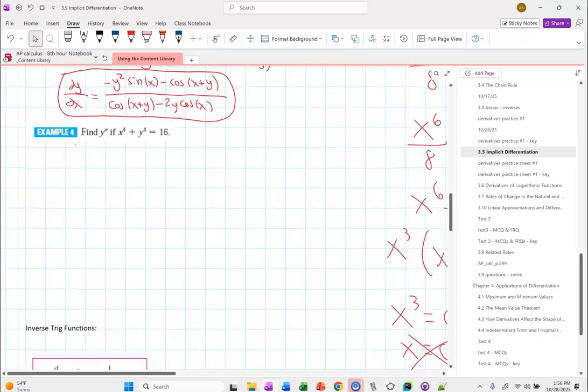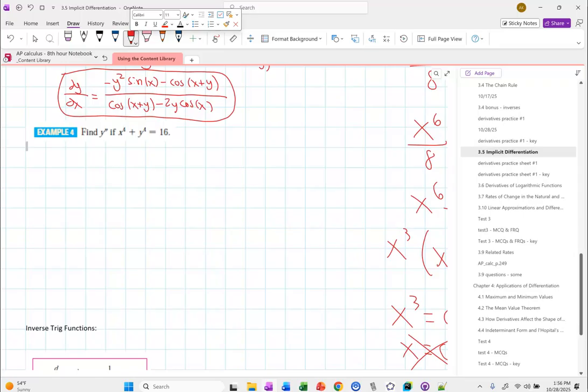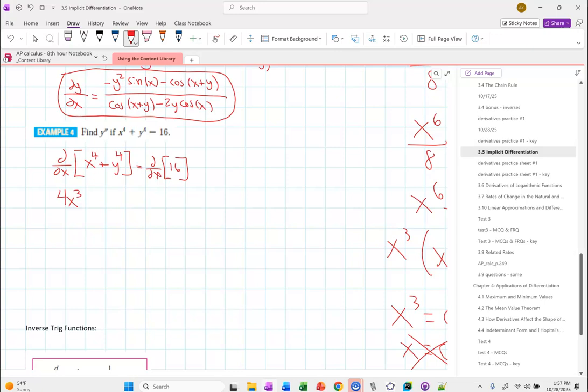The next one here is asking for the second derivative. Ooh, scary. Well, we start the same way. So we've got to get a first derivative out of this. Okay, the derivative of x to the fourth is? 4x cubed, right? And then the derivative of y to the fourth is? 4y cubed dy/dx. Perfect.